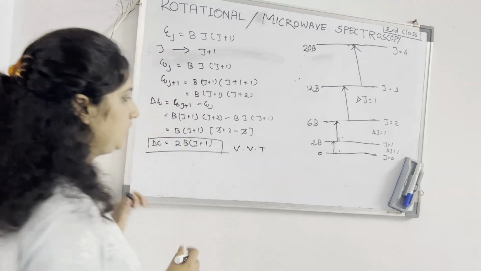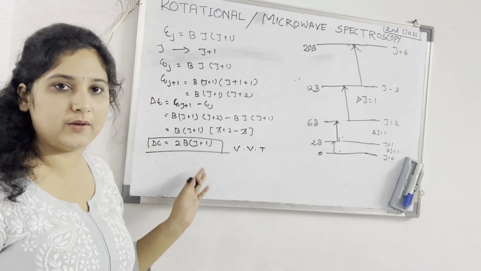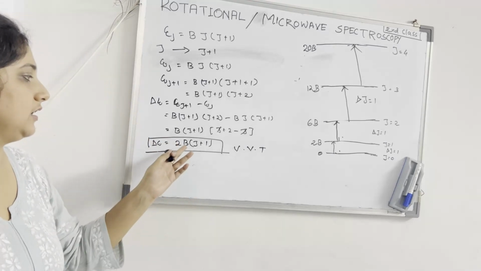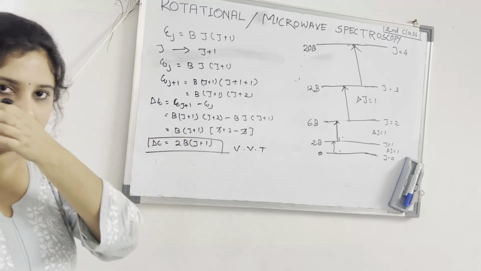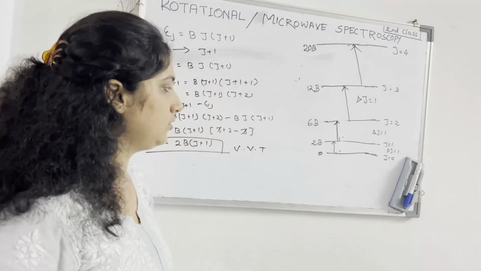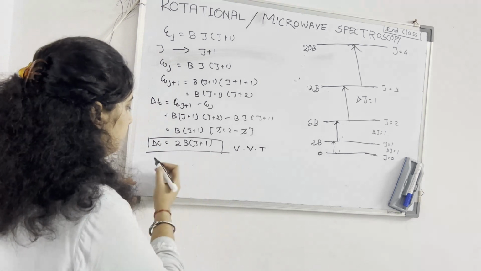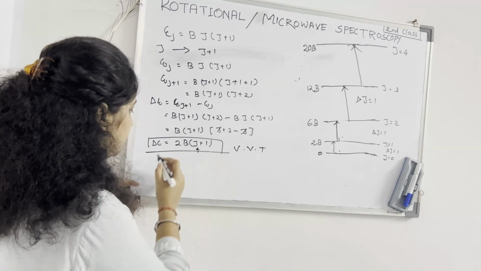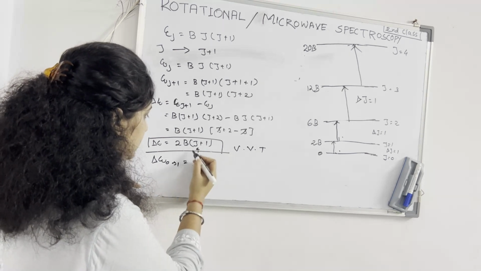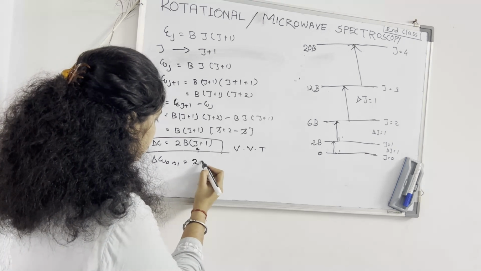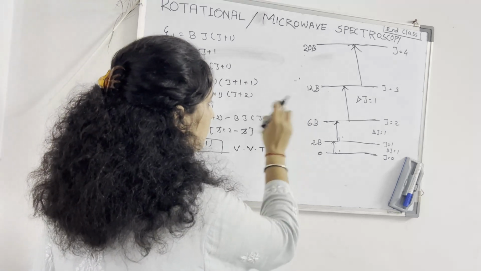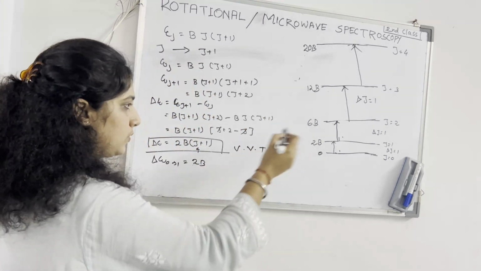In NET, GATE or any competitive examination, numericals come from this part. That is, you have to remember that equation: del E is equal to 2B into J plus 1. Okay. Now consider the transition from the J equal to 0 level to J equal to 1. Put J is equal to 0 in this equation. For this transition, E 0 to 1, if I put J is equal to 0, then del E is equal to 2B. Del E is equal to 2B. Now consider the transition J is equal to 1 to J is equal to 2. That means the J value is 1 here.